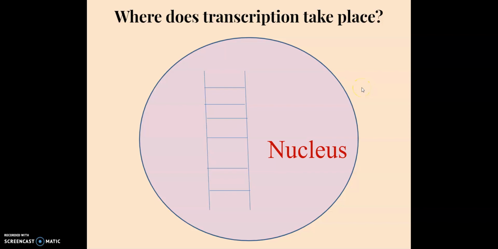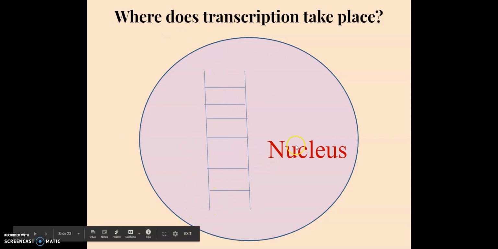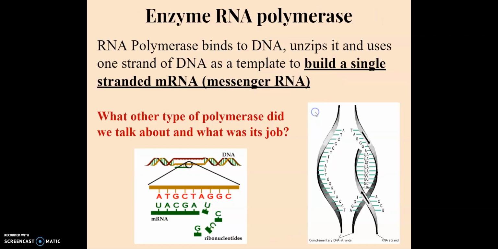So where does transcription take place? Transcription takes place inside the nucleus because that DNA is going to be copied into an mRNA molecule so that it can then leave.